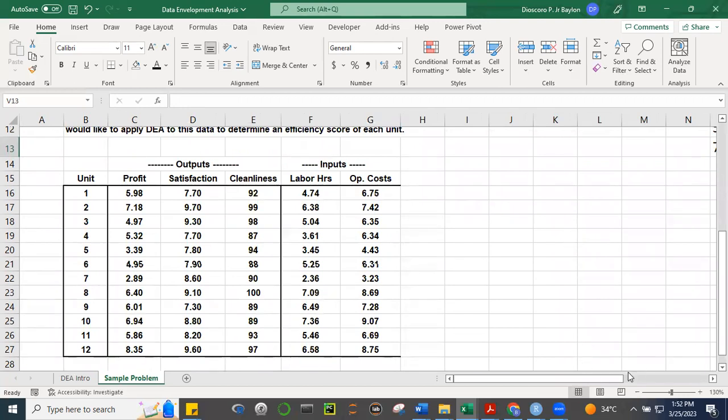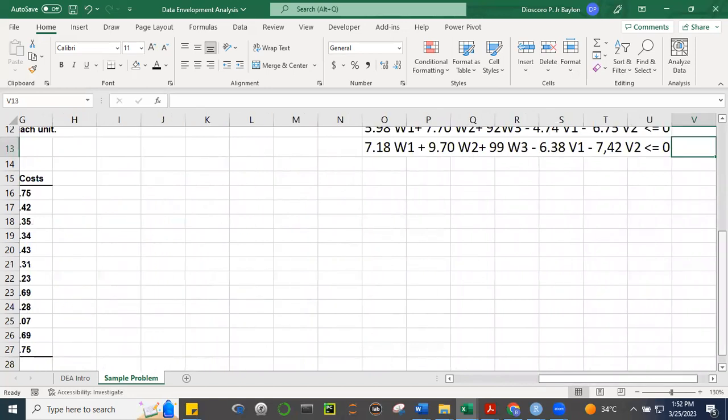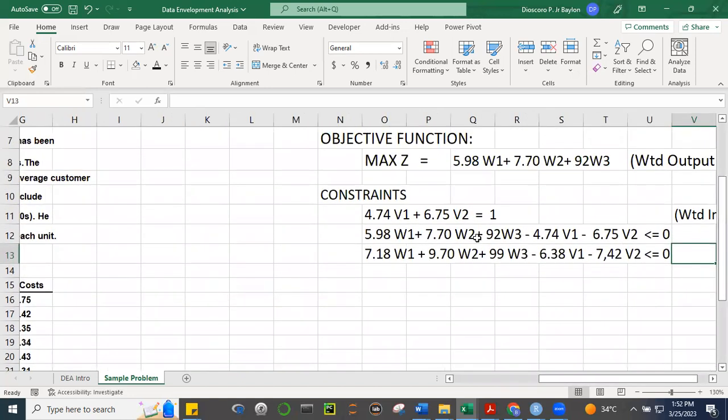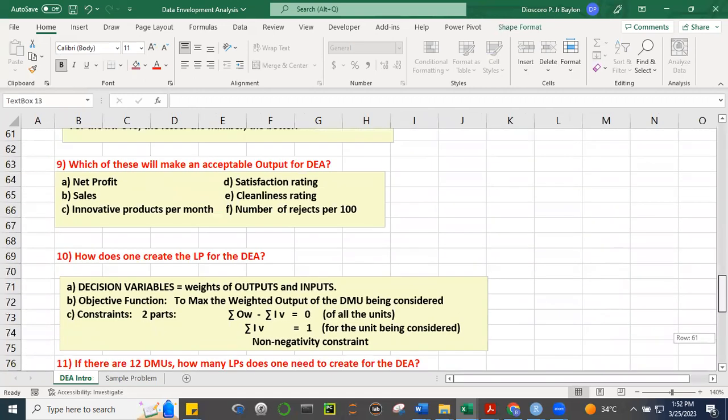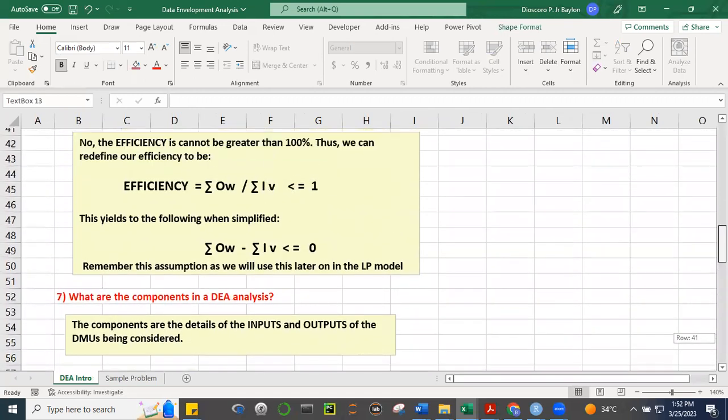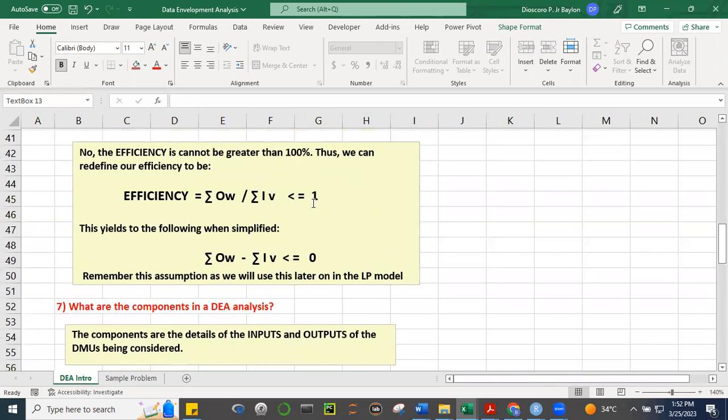So this equation, just by way of review, came from the fact that your weighted output over your weighted input should be less than or equal to 1. So this is an imposition that there cannot be any relative efficiency that's greater than 100%.